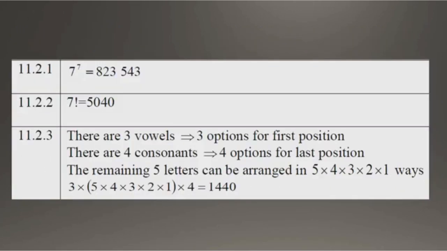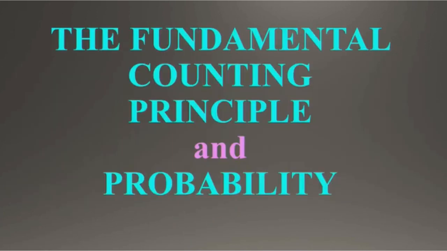Looking back to the solution now, the remaining 5 letters can be arranged in 5 factorial ways. So we must have 3 multiplied by 5 factorial multiplied by 4, and we get our answer of 1,440. Very easy. Now, the fundamental counting principle doesn't just stop at calculating things using factorial notation. Probability is brought in and is included in calculations involving the fundamental counting principle.